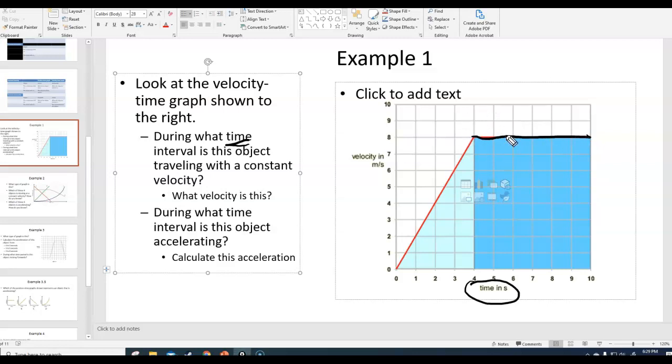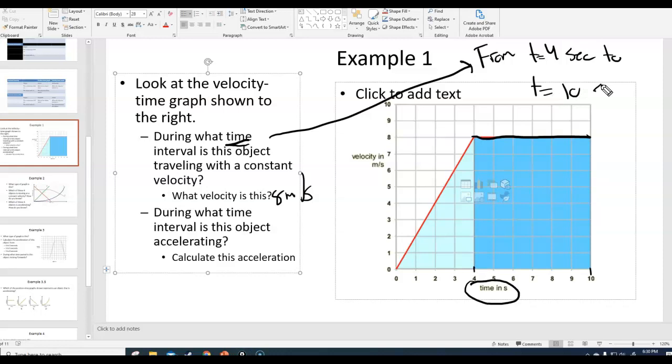Okay, so the answer to this question would be the time interval for this segment right here where you have constant velocity. By the way, the question also says what velocity is this? That velocity, if you read off the graph, is 8 meters per second. Now the question is asking for a time interval, so if you look down here at the x-axis, it's moving with a constant velocity from 4 seconds all the way to 10 seconds. So I would answer this question by saying from t equals 4 seconds to t equals 10 seconds, because it's asking me for a time interval. That's the time on the graph where the object is moving with a constant velocity, and again, I know that just from the shape of the graph.